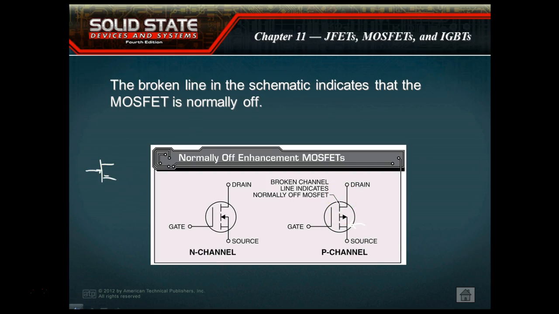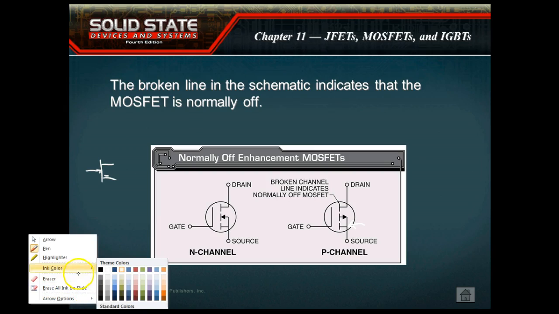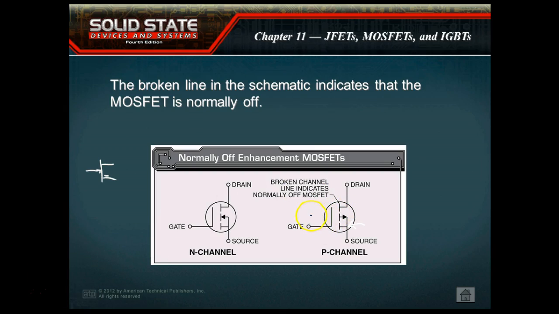Here when they draw the symbol for the eMOSFET, they draw the channel broken. So the only way we're going to create that channel is if we come over here and put a positive on the gate, and then we pull it. So here's the channel. So notice the channel is broken. We put a negative on the gate if it's a P channel. We would put a positive on the gate if it's an N channel. Okay, I didn't notice these were different.